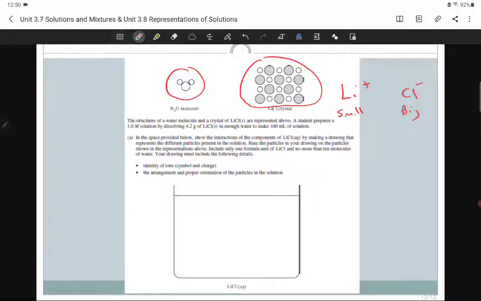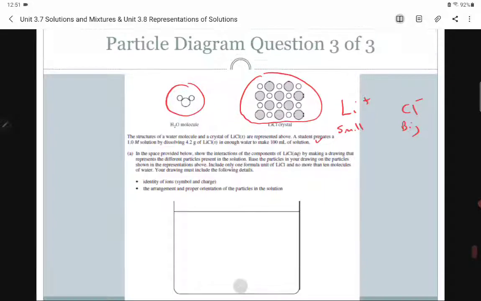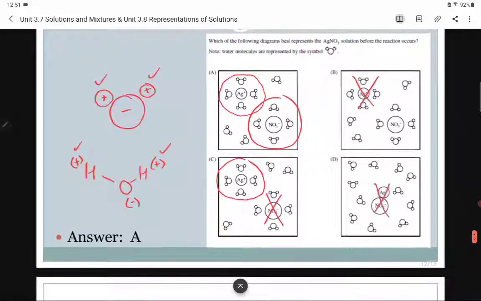So it tells us up here in this series of sentences what's going on. And then it says that we want to make a drawing that represents the different particles present in the solution. Based on the particles in your drawing, include only one formula unit. That means we need one Li plus and one Cl minus. Basically, we're going to try to do that.